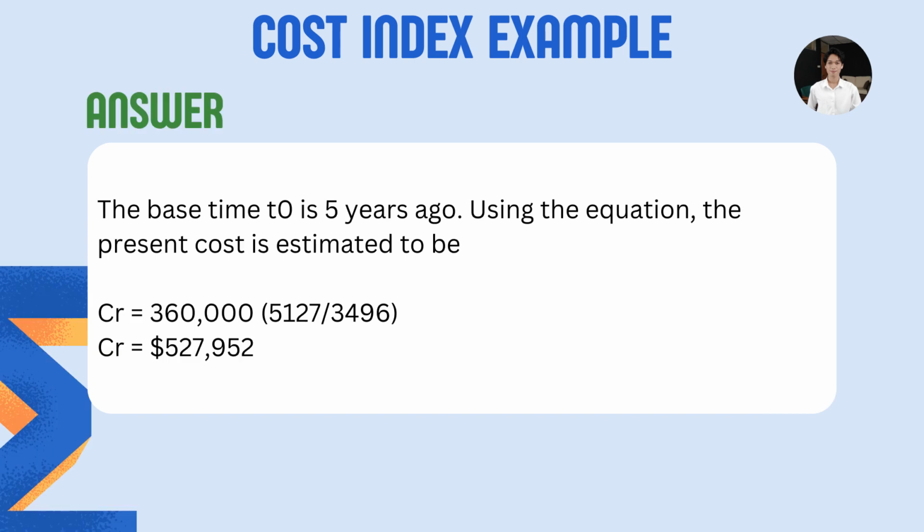And so here's the answer. The base time t0 is 5 years ago. Using the equation, we can calculate the present cost as 360,000 multiplied by 5,127 over 3,496, which gives us $527,952 as our cost.